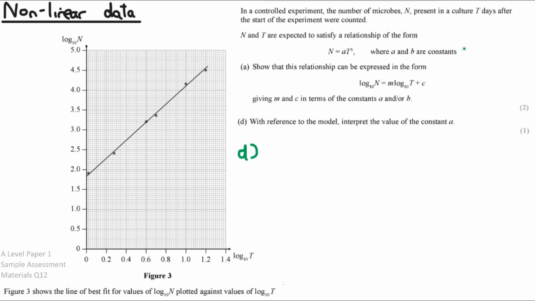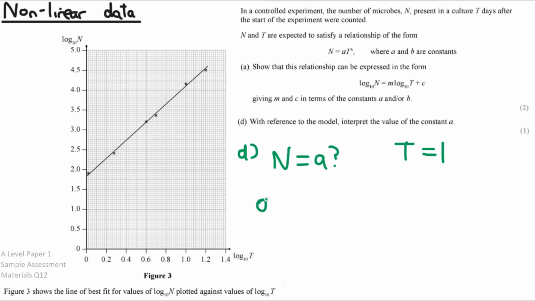And the best way to always think about this and to figure it out is you basically need to think about, when does n equal A? Because when that happens is what A actually means in terms of the context of the model. And n will equal A when this part here is equal to 1, because it will be A times 1, and that is when t is equal to 1. And remember, t is t days after the start of the experiment, so therefore n equals A when it's 1 day after the start of the experiment.